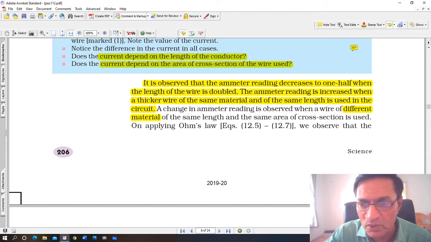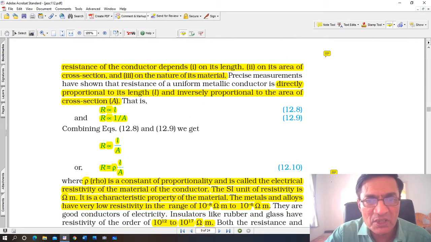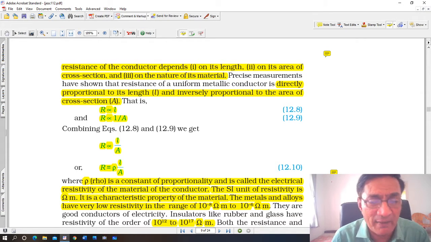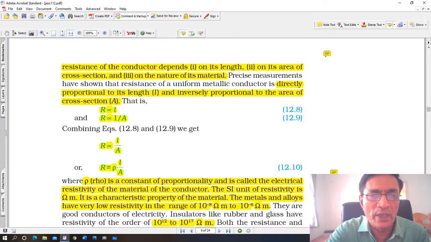On applying Ohm's law, we observed that the resistance of a conductor depends on its length, on its area of cross section, and on the nature of the material, whether it's copper or aluminum. Precise measurements have shown that the resistance of a uniform metallic conductor is directly proportional to its length and inversely proportional to the area of cross section.